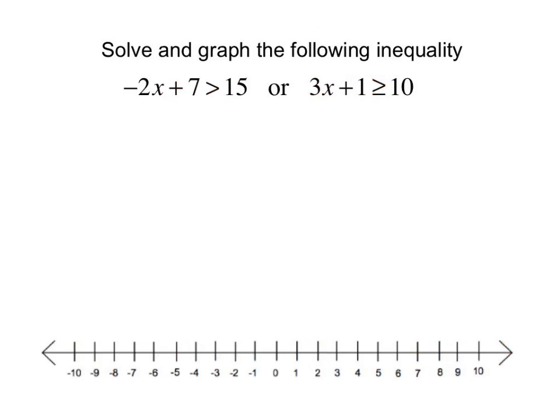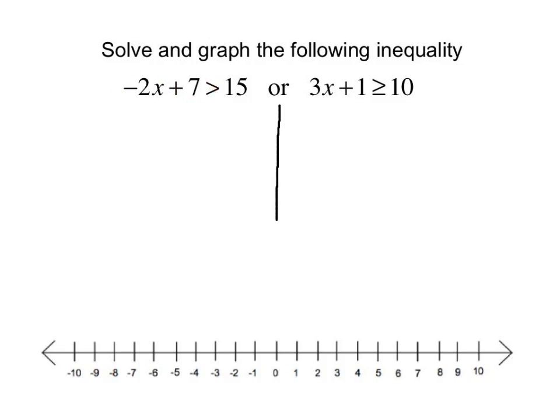So here's a second example. Again, we're just going to solve both of these separately. If you want to, you can simply draw a line right down the middle, and really we're just going to solve these two inequalities separately. I notice I have two operations here: multiplication by negative 2 and addition by 7 that are happening to the x.